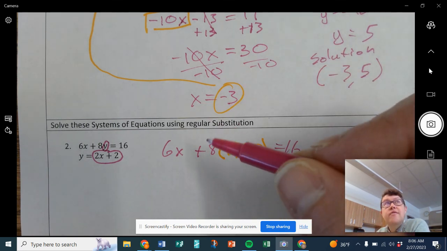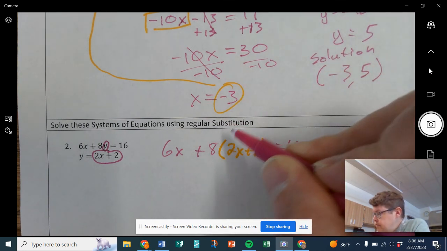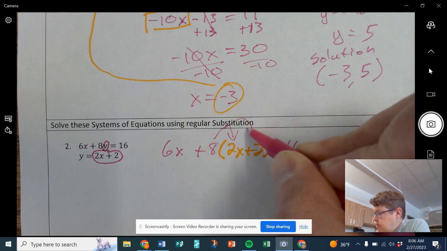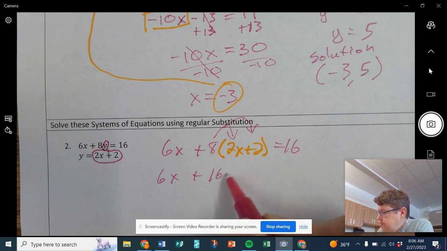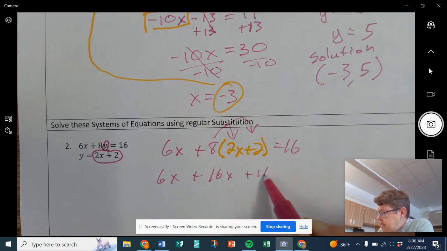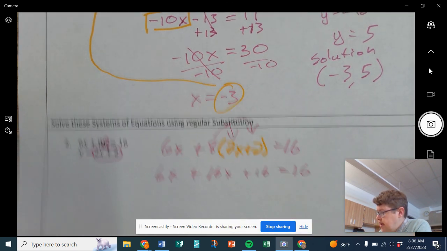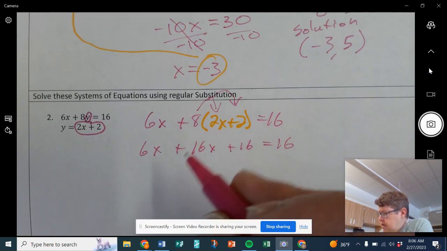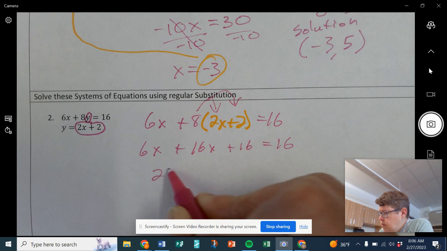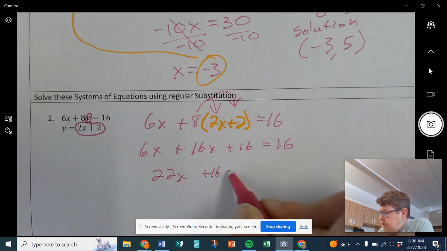This would be step 1 if you're looking up on the board or up on my steps list up there. You got to distribute whenever you have parentheses, right? So distribute means multiplication, so 8 times 2 is 16. So I get 16x plus 16 equals 16, okay? And now we're going to combine these two. That gets us to 22x plus 16 equals 16.